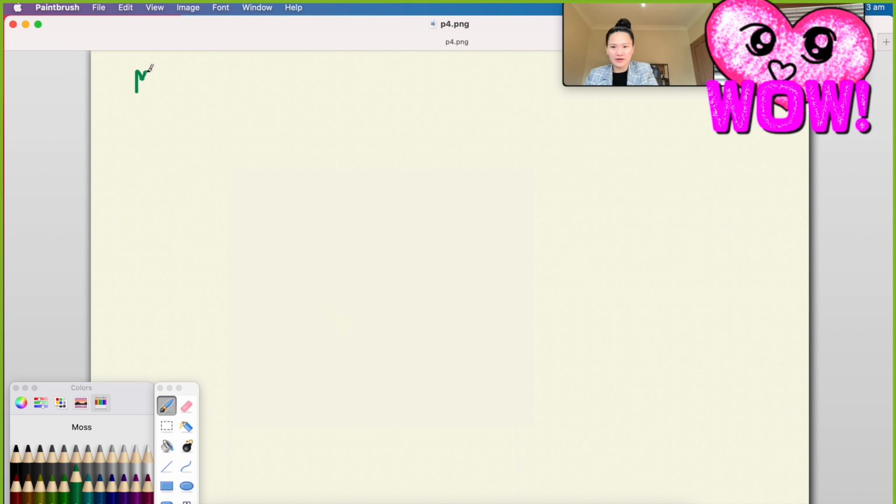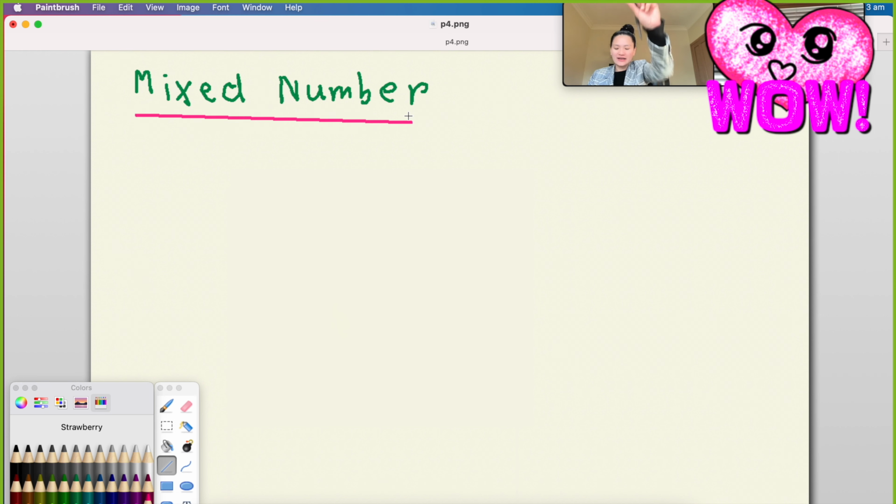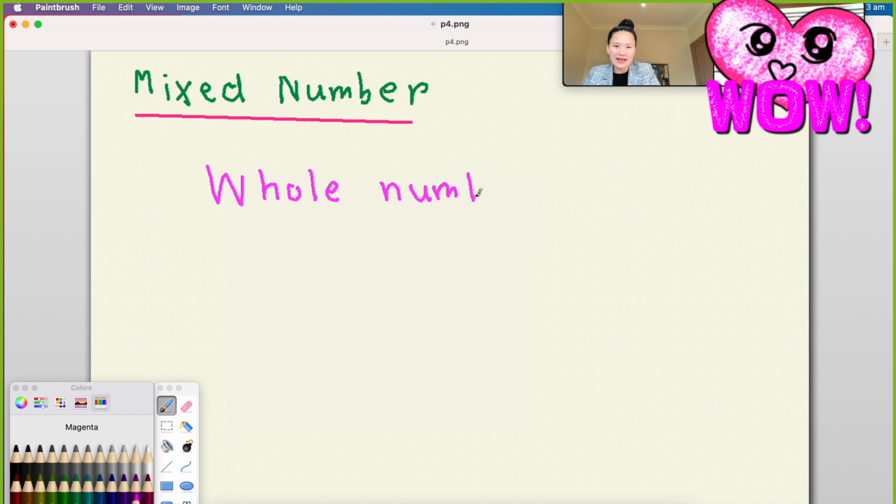Mixed number, mixed. When you hear about a mixed number, you have to know exactly that it's mixed. So that's why it's named mixed number. What do they mix? They mix a whole number and a proper fraction.